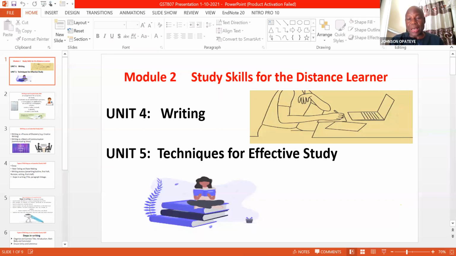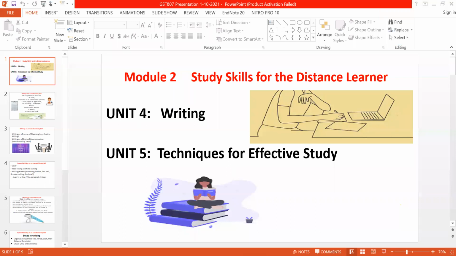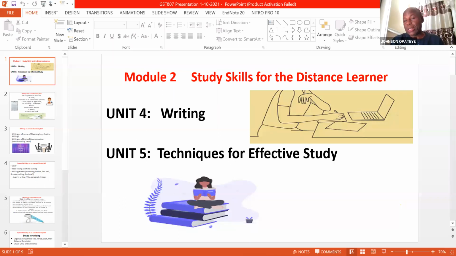And since I've given you the assignment to go and read on this Unit 4 and 5, I want to hear from you. Why is writing very important to you as an open and distance learner? So let's first of all take on writing before we go to the techniques for effective study. If you want to contribute, you can raise your electronic hands.